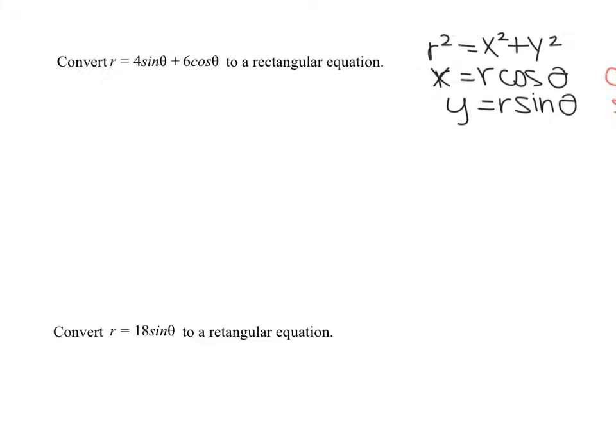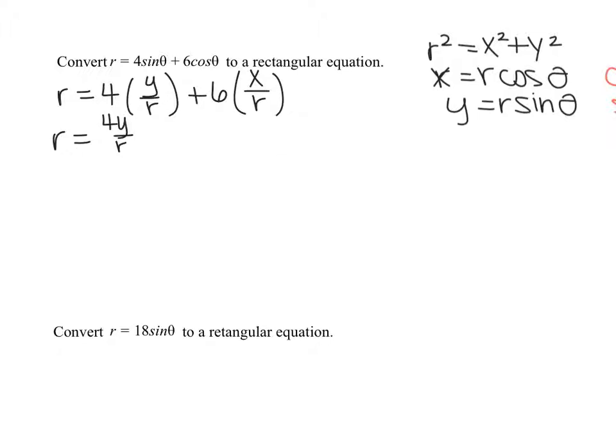So I'm going to write r equals 4, and then I'm going to replace that sine of theta with y over r, plus 6, and I'm going to replace the cosine of theta with x over r. So now we have r equals 4y over r plus 6x over r. And I notice I now have two fractions with the same denominator, so we can write this as r equals 4y plus 6x all over r.